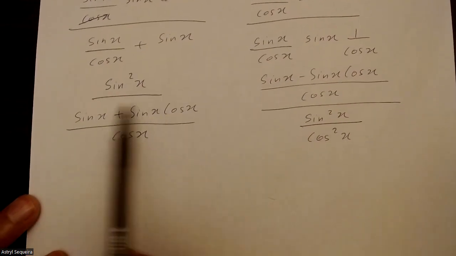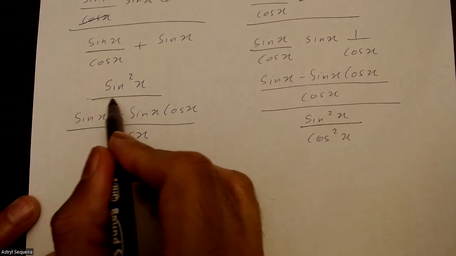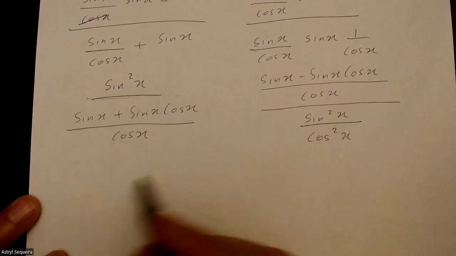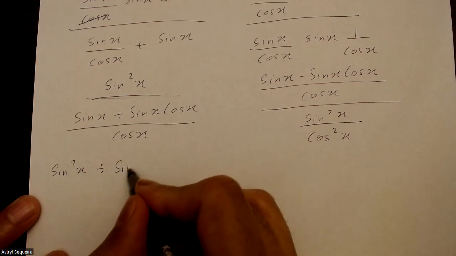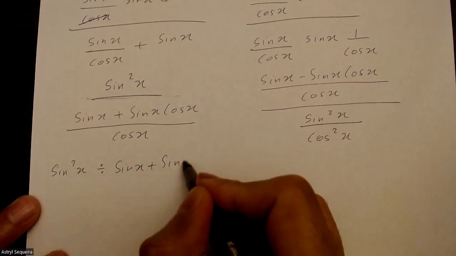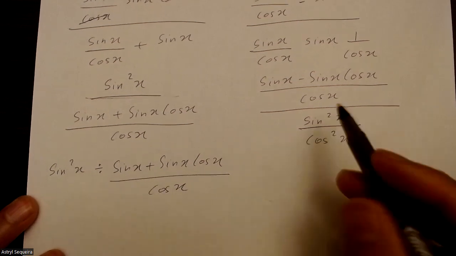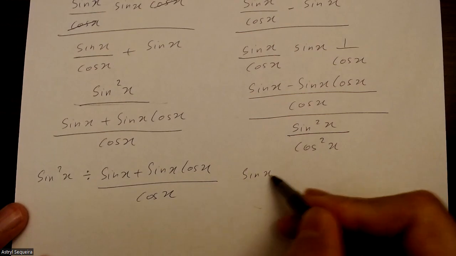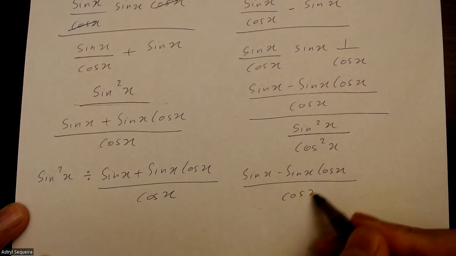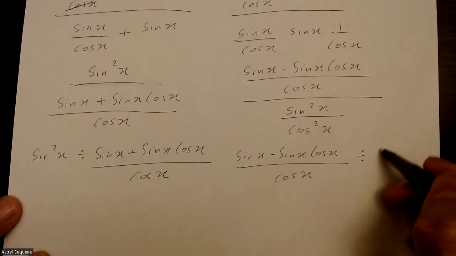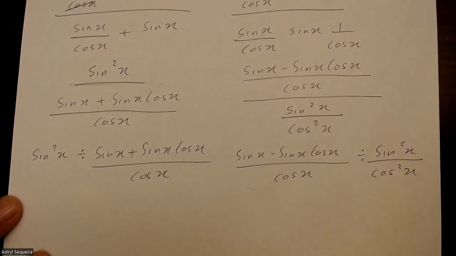Okay, so now I'll just get rid of my huge fractions and turn them into division signs. So on the top, I just have this sine squared x. So it's sine squared x divided by sine x plus sine x cos x over cos x. And over here, it's sine x minus sine x cos x over cos x divided by sine squared x over cos squared x.